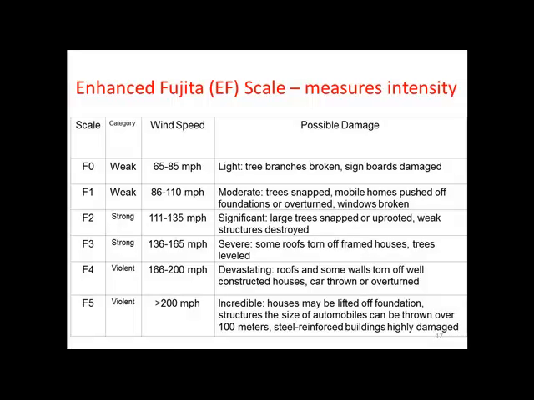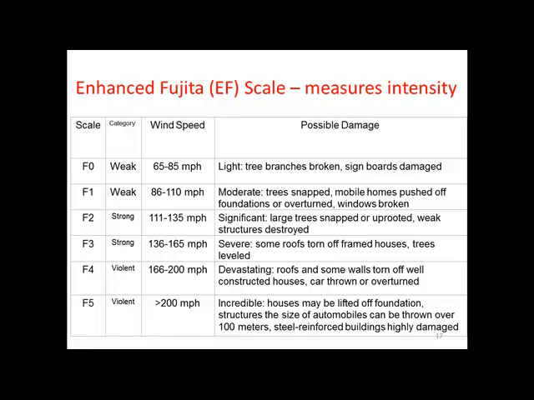The Enhanced Fujita Scale, or the EF scale, is what is used to measure the intensity of tornadoes, and it's based on the wind speed. There was an original scale called the Fujita Scale, but it was based more on the damage caused by tornadoes.